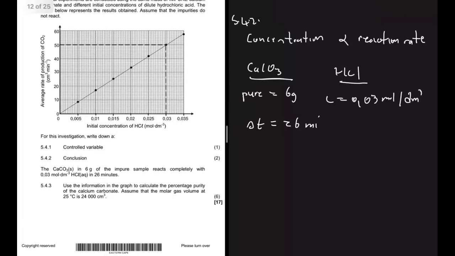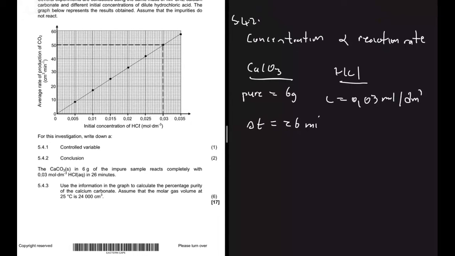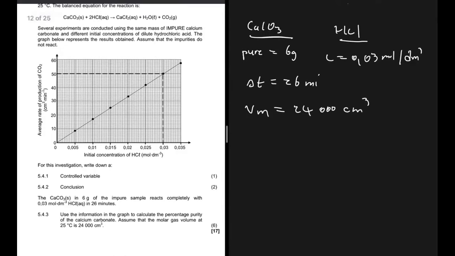And then 5.4.3 goes on to say, use the information in the graph to calculate the percentage purity of the calcium carbonate. So we want to calculate the mass of the impure calcium carbonate, and then after we do that, we can go back and calculate the percentage purity. Then they say, assume that the molar gas volume at 25 degrees Celsius is 24,000 centimeter cube.